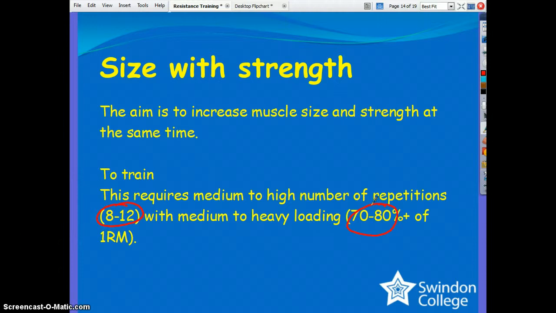10 reps at quite a medium to heavy loading. This is the most commonly used one. This will give definition to the muscles, it'll give size, but also have the functionality of giving great strength as well.